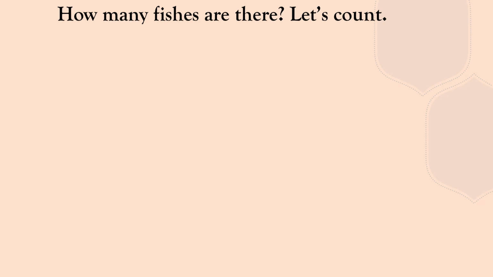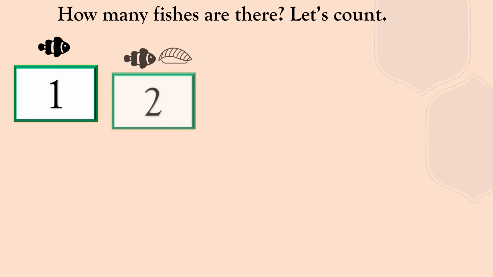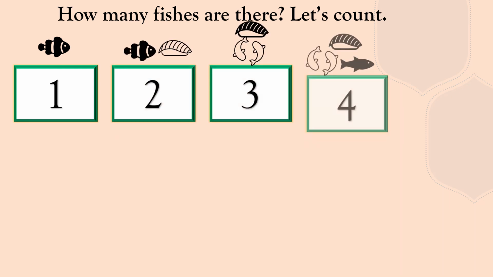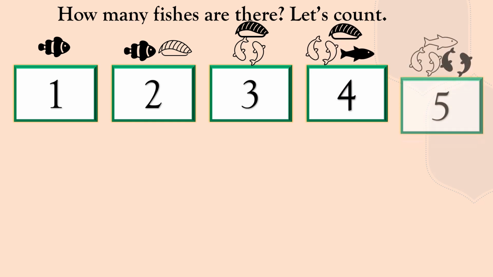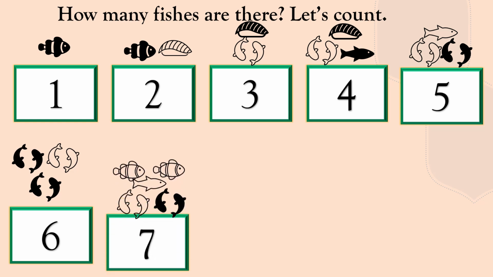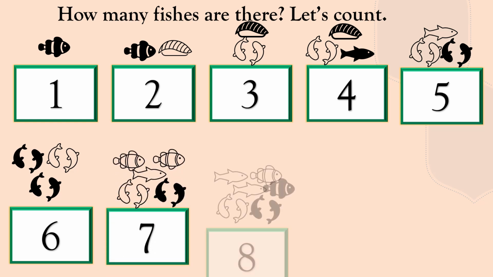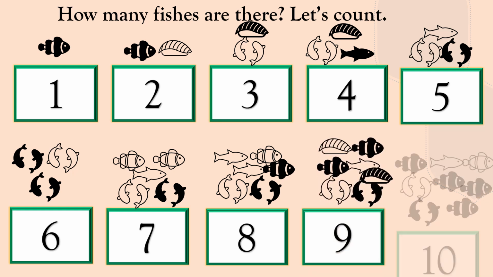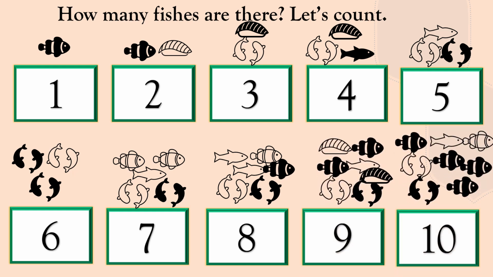Let's count some fishes. How many fishes are there? Let's count. One fish, two fishes, three fishes, four fishes, five fishes, six fishes, 7 fishes, 8 fishes, 9 fishes, 10 fishes.